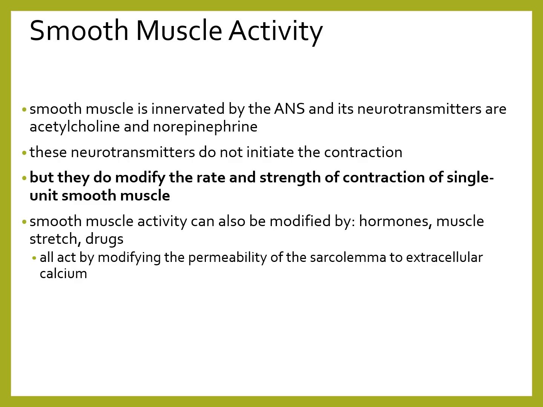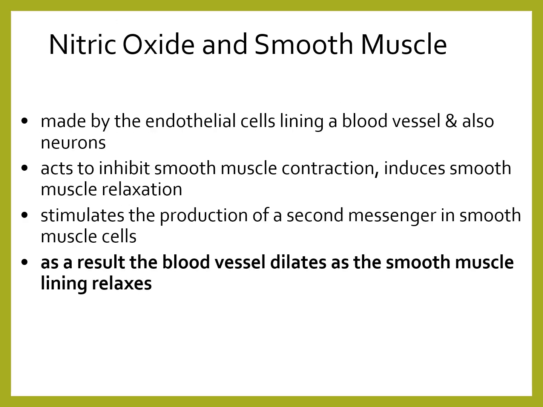But these neurotransmitters can modify the rate and the strength of contraction in single unit smooth muscle. Smooth muscle activity can also be modified by things like hormones, muscle stretch, and by certain drugs. And these neurotransmitters and things like hormones, muscle stretch, and drugs, they all act by modifying the permeability of the sarcolemma to extracellular calcium.